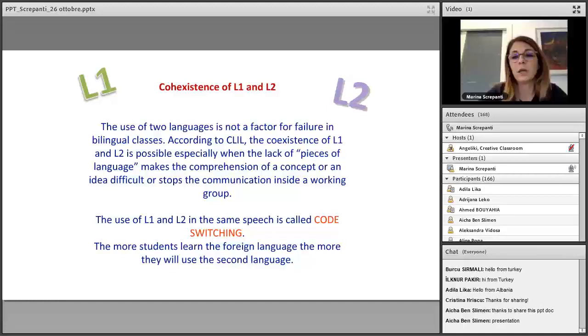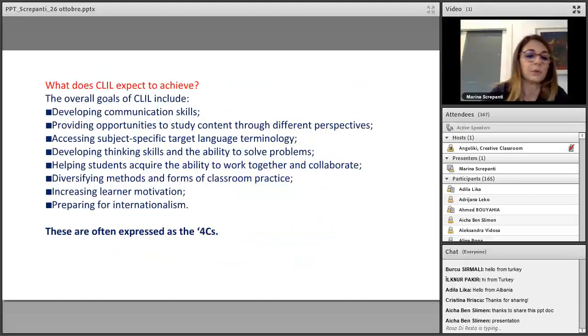But you can also let your students use a little bit of L1, I mean the mother tongue. So in case the discussion inside the group is very difficult, they can use a little bit of foreign language and a little bit of mother tongue. The more they study the foreign language, the more they will use just the second language.